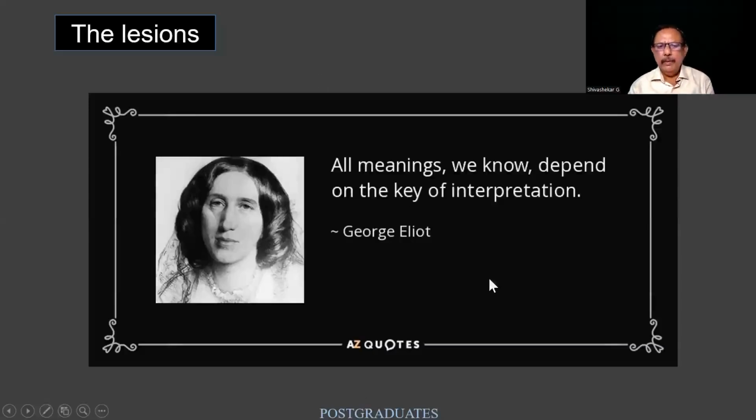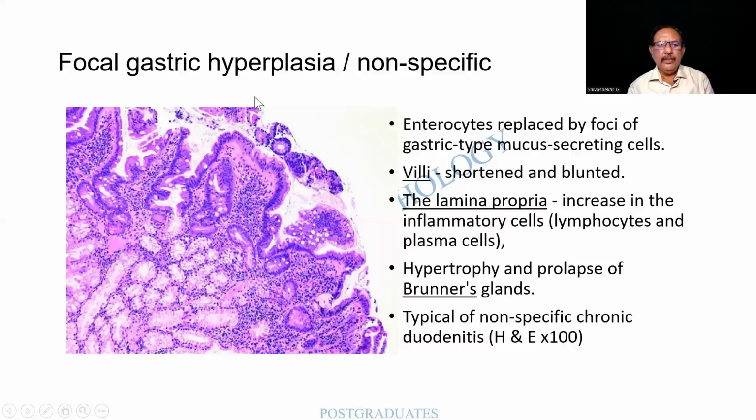The lesions we shall be going into. All meanings, we know, depend on the key of interpretation. So George Eliot will teach us how to interpret the biopsies. Look at this. There is a focal gastric hyperplasia, or you can call it a metaplasia also. And this is replacing the duodenal epithelium because I am finding the Brunner's glands behind. This is one controversy that always happens in the first part of the duodenum, and sometimes we are confused.